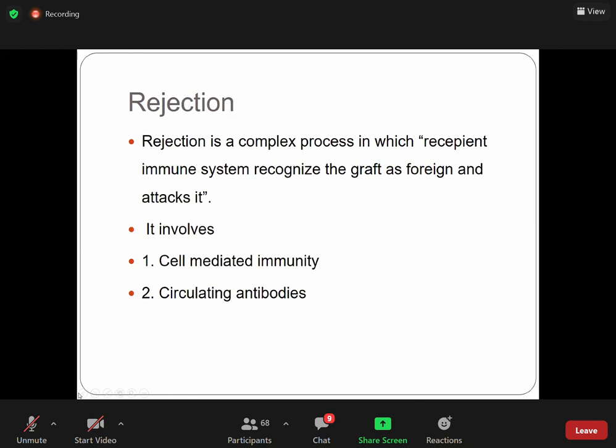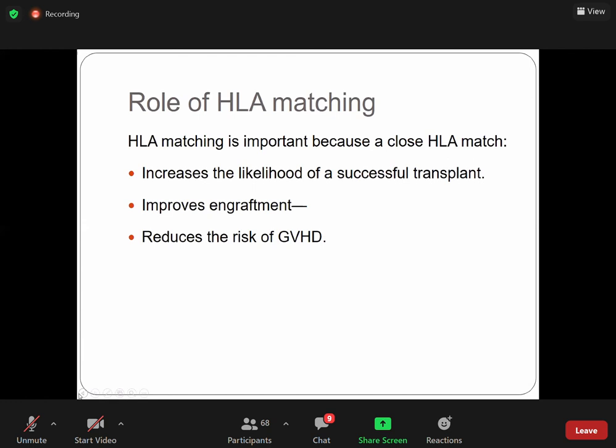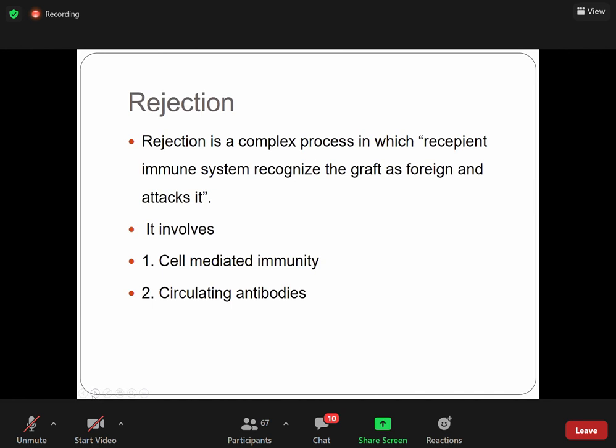What is rejection? Can you tell me the definition? Rejection in transplantation is when the recipient cells attack the donor cells. Rejection is a process in which the recipient immune system denies the transplant and attacks it. It involves cell-mediated immunity and circulating antibodies.